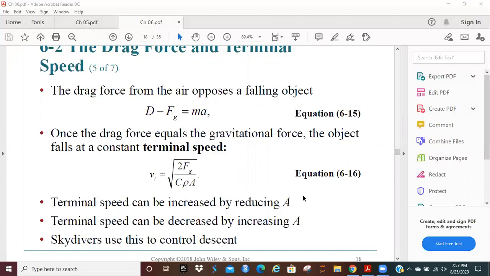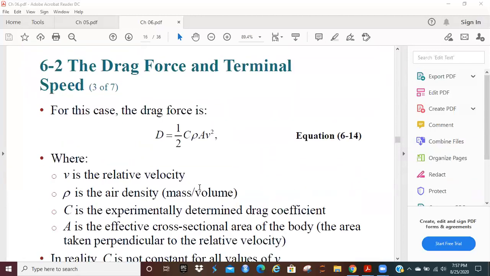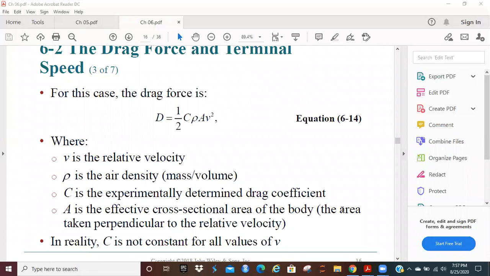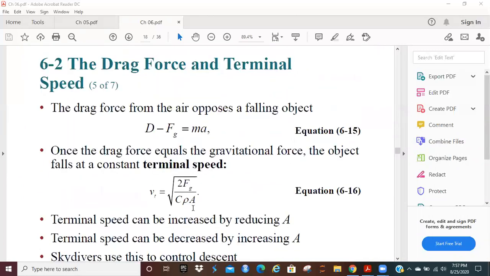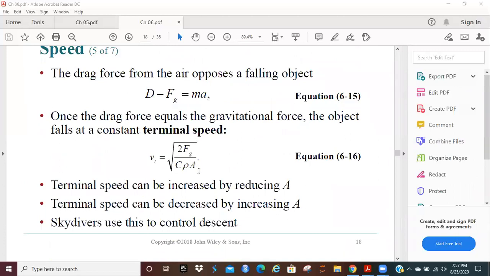The terminal speed can be increased by reducing A. Does that make sense? Again, what we had been told back here was that A is the cross-sectional area of the body that's perpendicular to the relative velocity. So if I have a big, huge square that's falling towards the Earth, and I take that square and reduce it, will the object start falling faster or slower? If you reduce it, it'd fall faster, right? That's right.